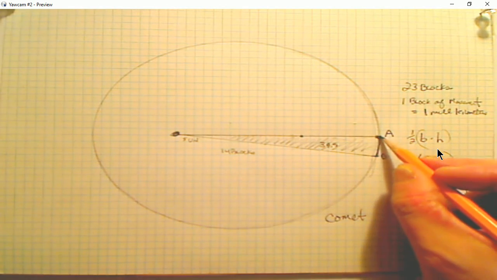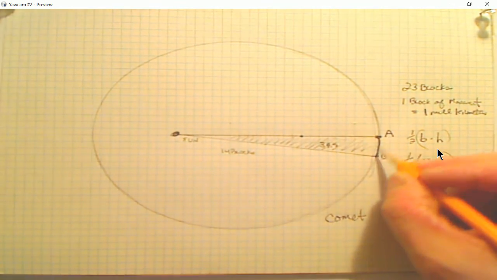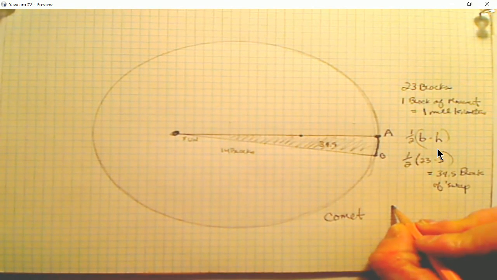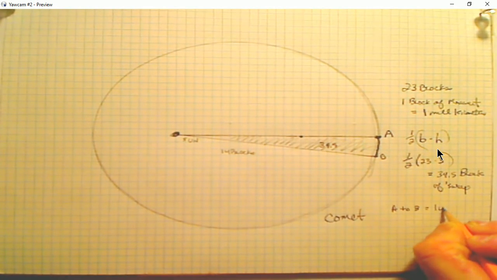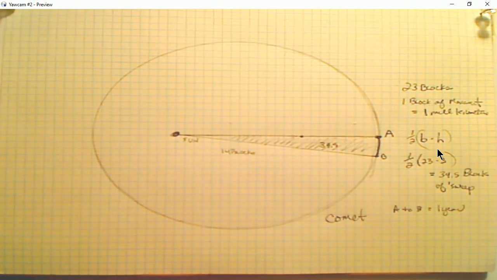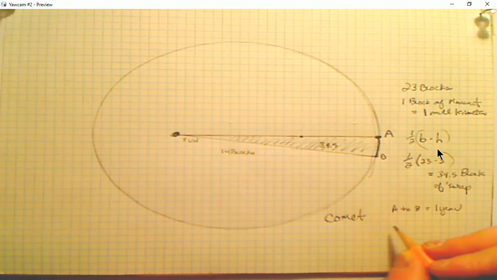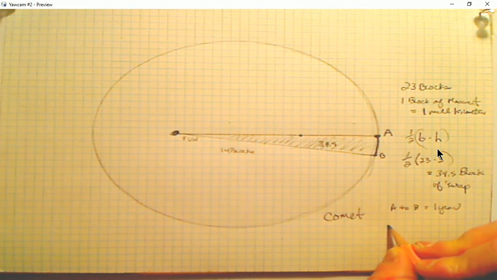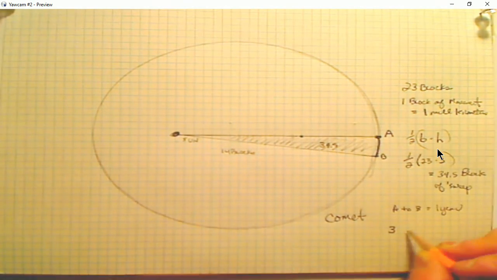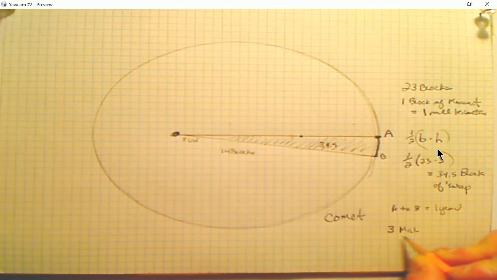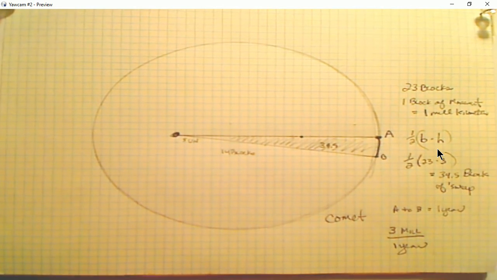We traveled from A to B. Let's say that's 1 year. From A to B is 1 year. So I can get my speed pretty quickly because I did that 3 blocks, 3,000,000 kilometers in 1 year. So that's my speed.